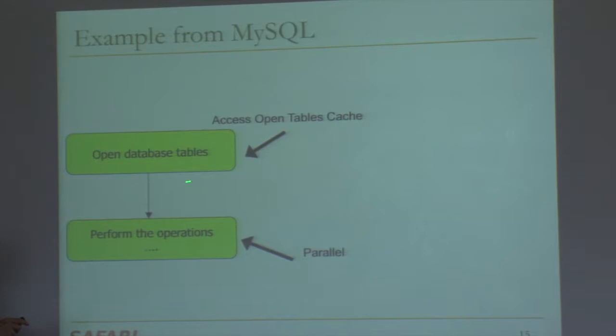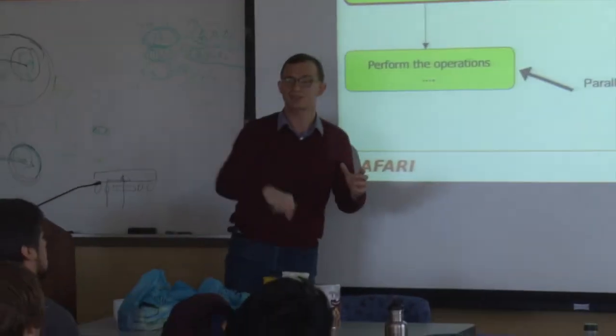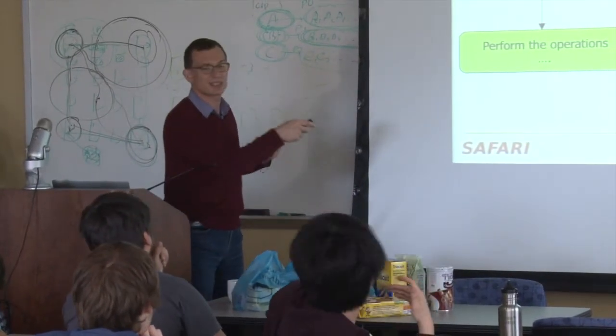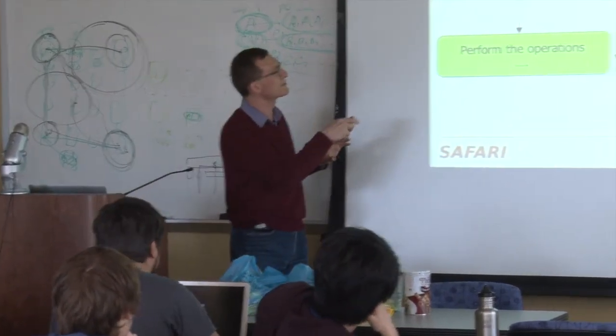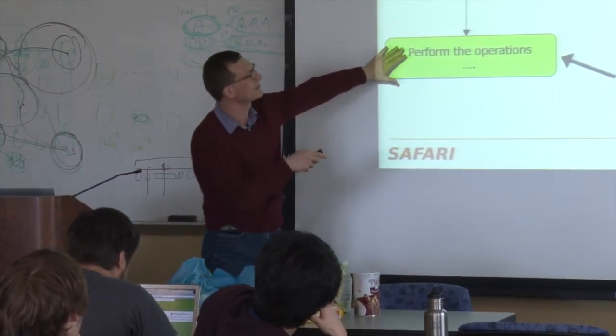Now this access to the open tables cache is actually a serial part of this program. And this is a critical section because before you say, I want to search this row in the database, you need to ensure that nobody's writing to that row. Nobody has write permissions, right? You could do this in a fine grain or coarse grain. It doesn't matter, but you need some critical section to do that. And this becomes a bottleneck when you actually process a request in this MySQL database.